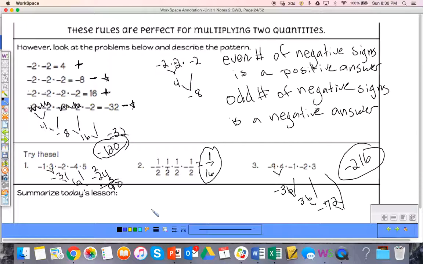All right, so that is multiplying rational numbers. Rational numbers are integers, decimals, and fractions. So if you have questions, please raise your hand. Please ask for help. Don't struggle through this. But that is all we have for you.